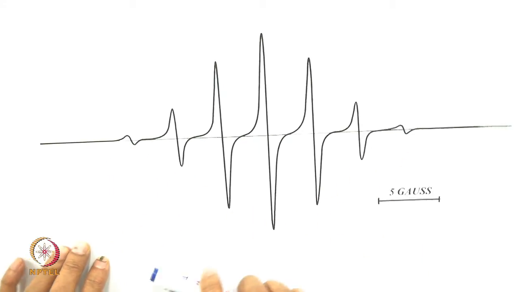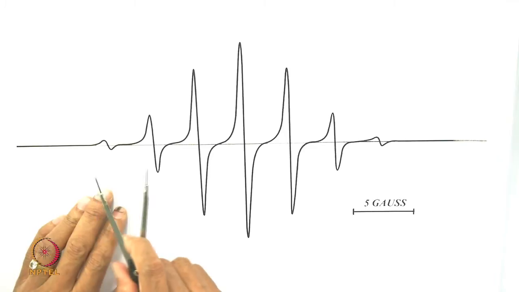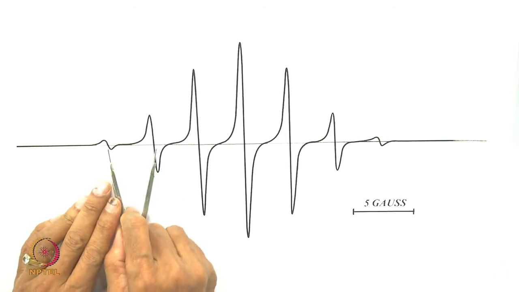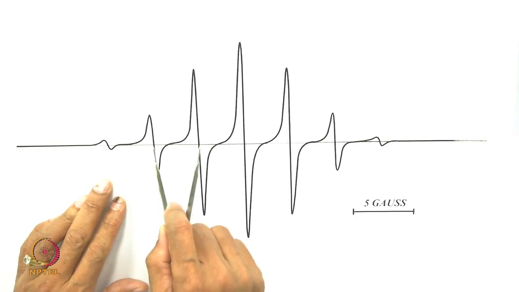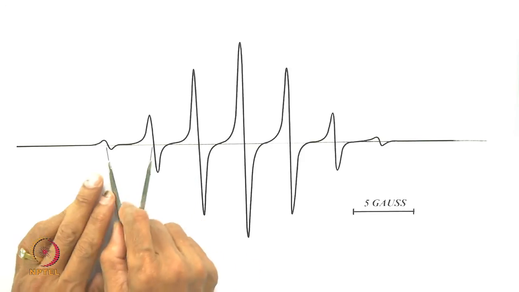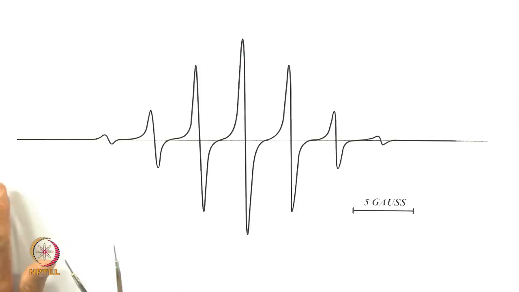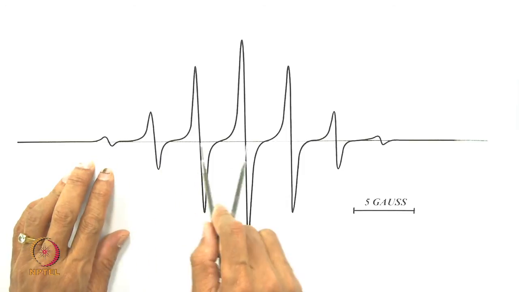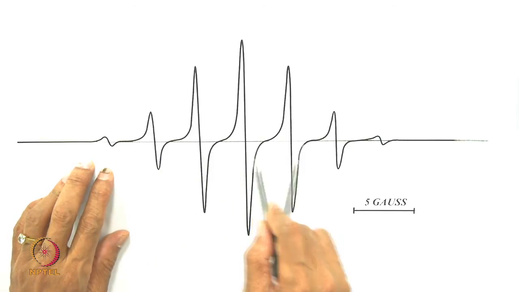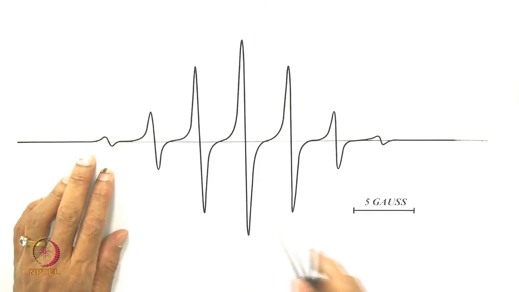1, 2, 3, 4, 5, 6, 7 lines, and let us first measure if the gap is same among them. Using the divider, if the gap between the outermost line and the next line is this, and then this gap is same as this one, let us do it once more. Yes, this is same as that, this is same as this, this is same as this. That means, again all the lines are coming from a group of nuclei which are all equivalent.